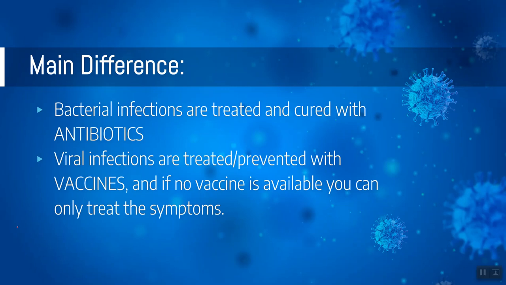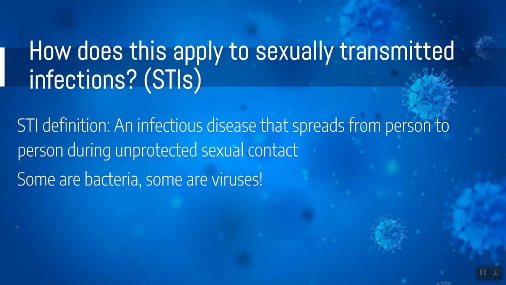And the main difference we talked about last class is that bacterial infections are treated and cured with antibiotics, while viral infections can be prevented with vaccines. But if no vaccine is available, you can only treat the symptoms of viral infections, which means they either go away on their own, like the flu, or you may have these viruses for life because there is no vaccine or treatment option available.